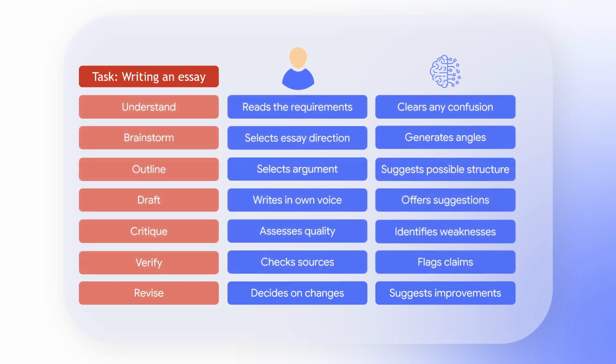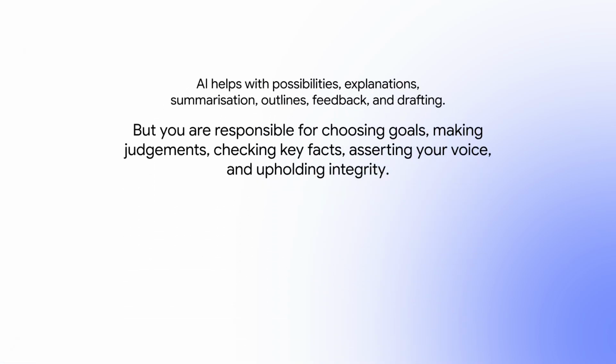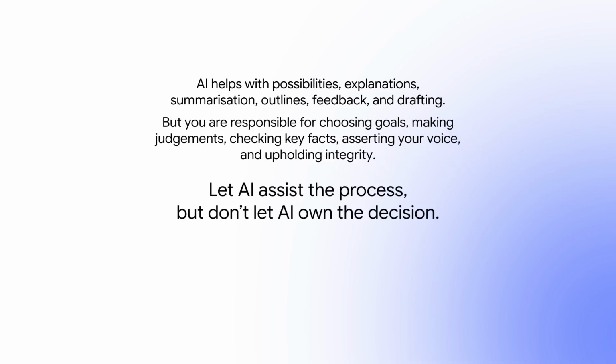That gives us a simple rule for dividing the work. AI is good at generating possibilities, explaining concepts, summarizing, outlining, asking practice questions, giving feedback, and helping with a first draft. You should stay responsible for choosing goals, making judgments, checking facts, drawing on your own experience, asserting your voice, verifying sources, and upholding integrity. Let AI assist the process, but don't let AI own the decision.